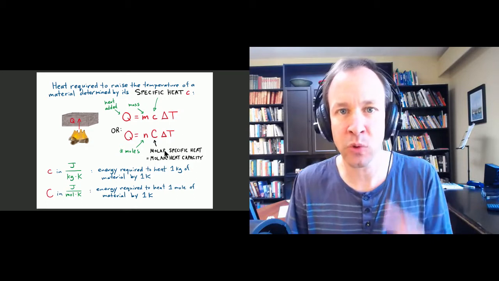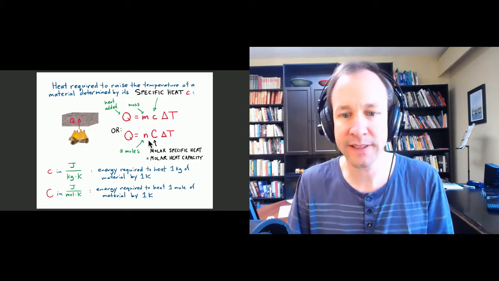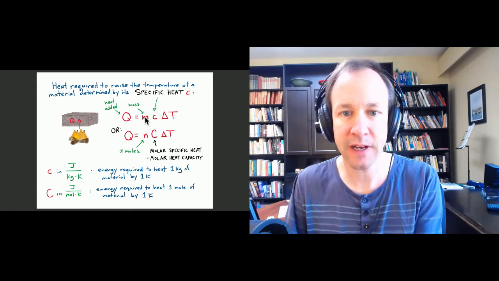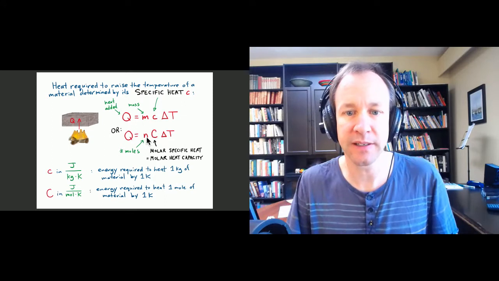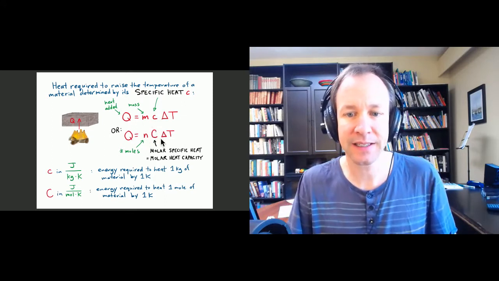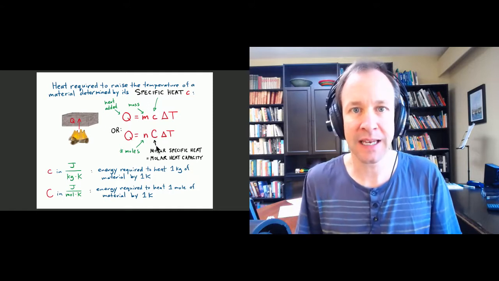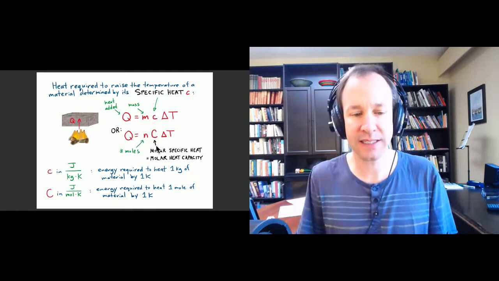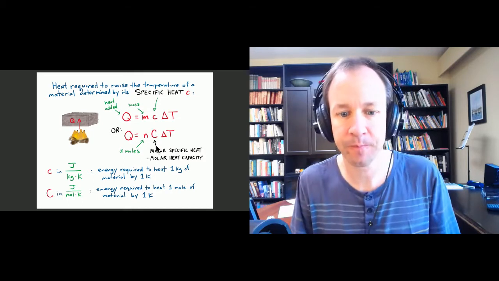Sometimes you'll see a molar version of this formula. The only difference is that instead of specifying the mass of the material, you specify the number of moles of the material. And then the constant capital C is the molar heat capacity. It's the energy required to heat 1 mole of the material up by 1 degree Kelvin.